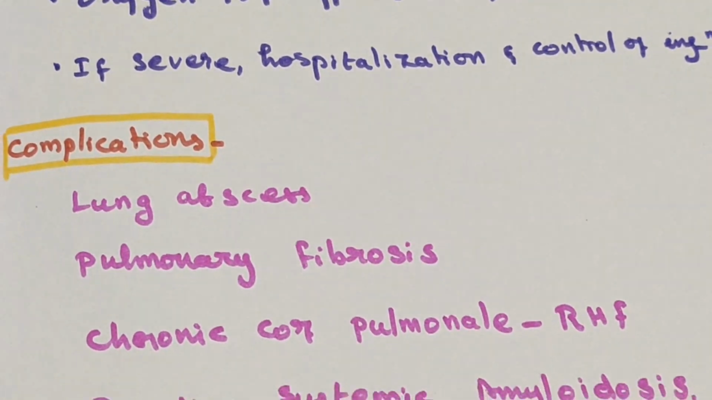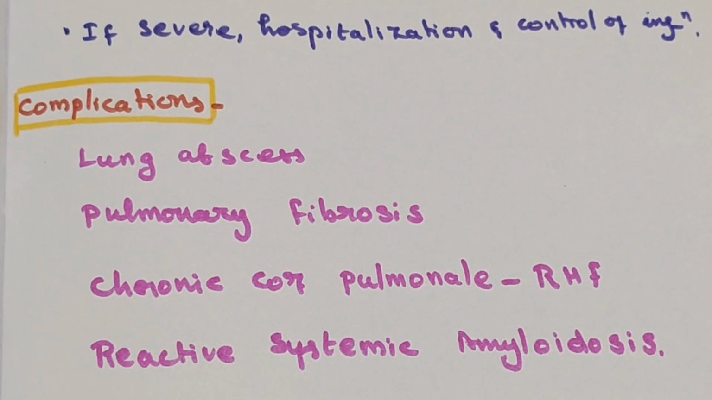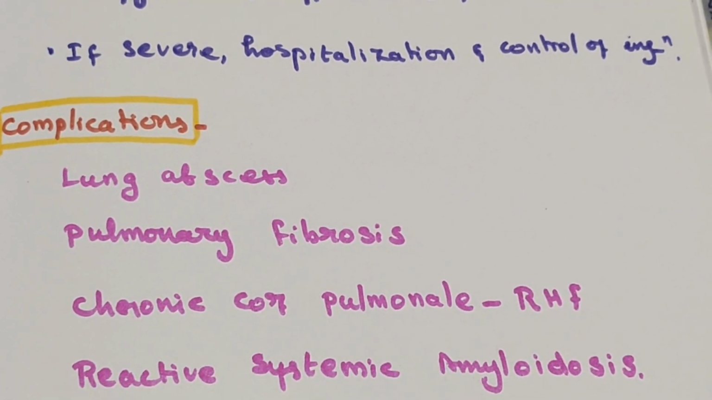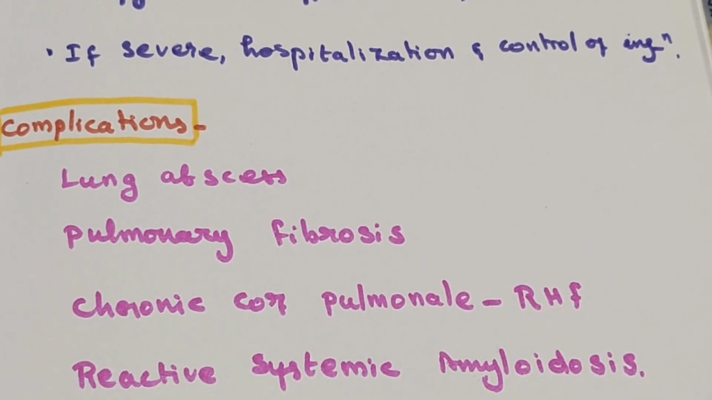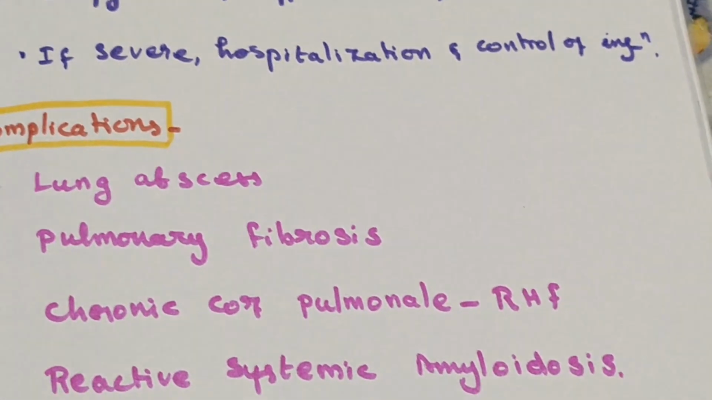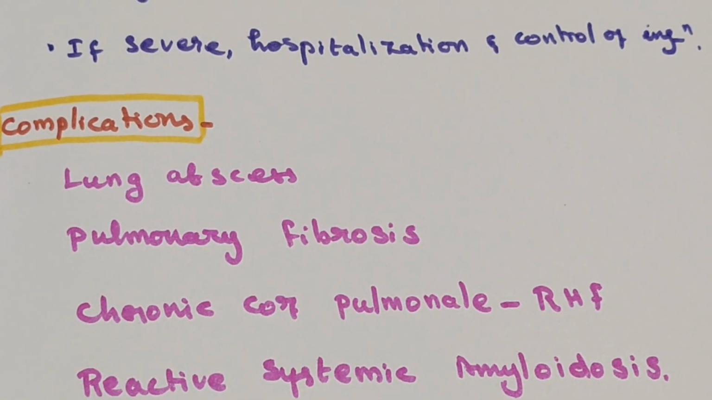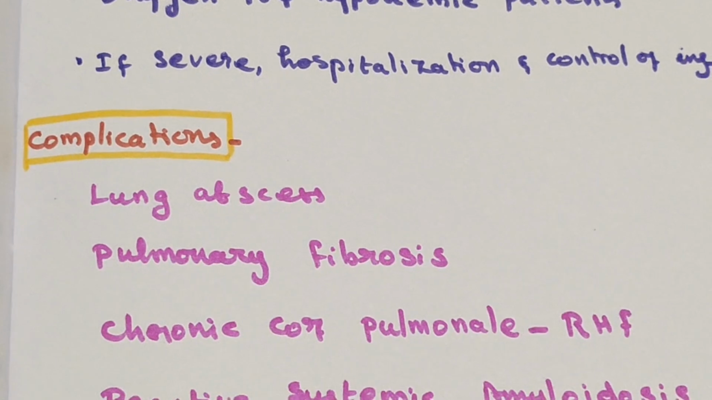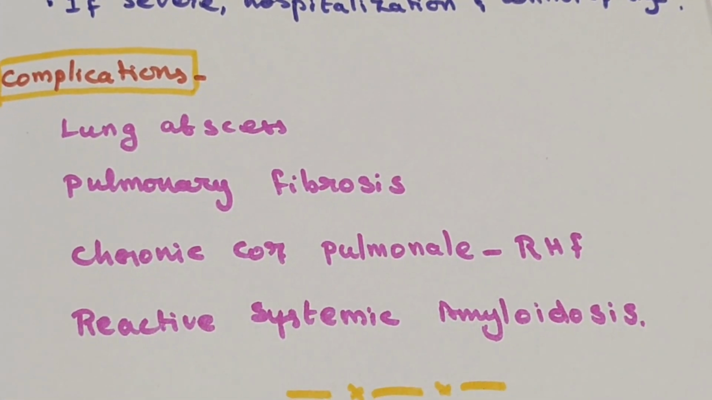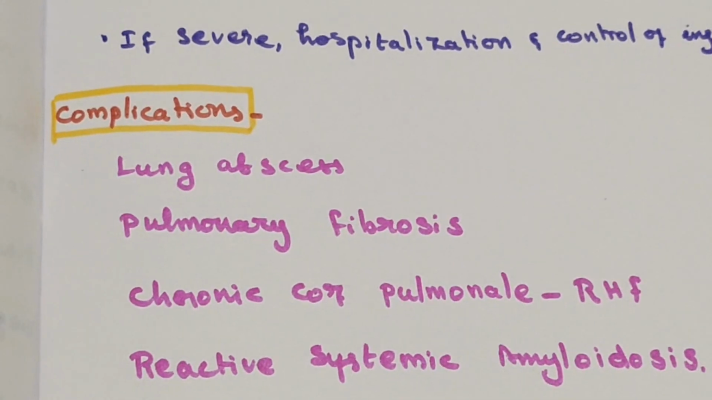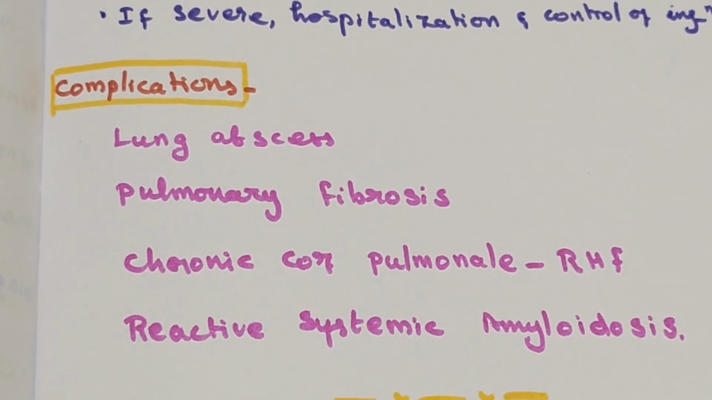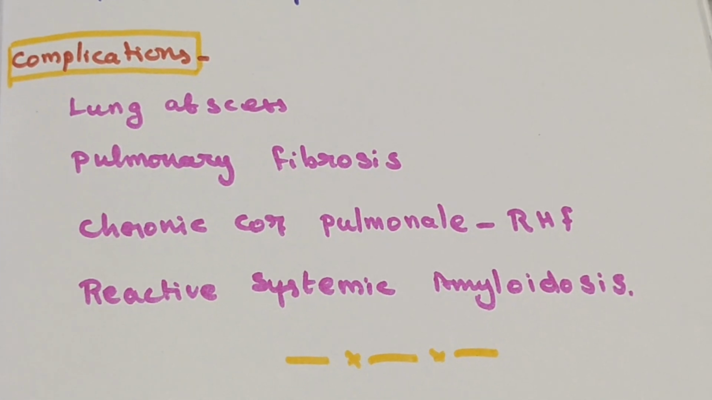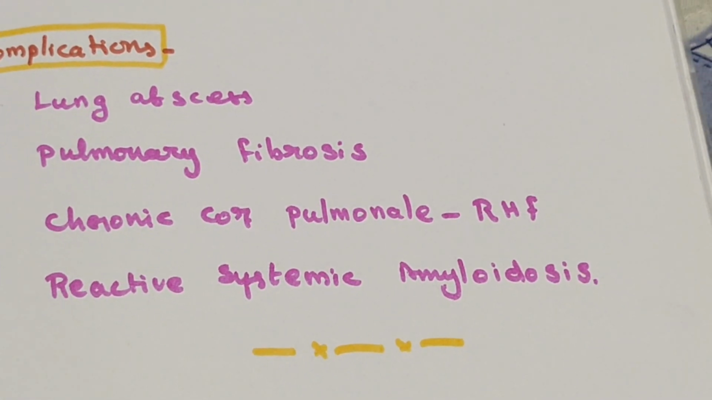The complications would be that infection can extend and form a lung abscess. In long-standing cases, the fibrosis can lead to pulmonary fibrosis, and that pulmonary fibrosis can result in pulmonary hypertension, resulting in chronic cor pulmonale, leading to right-sided heart failure. And all the chronic and persistent inflammation can result in reactive systemic amyloidosis.